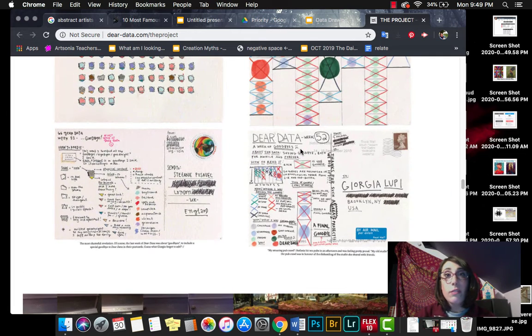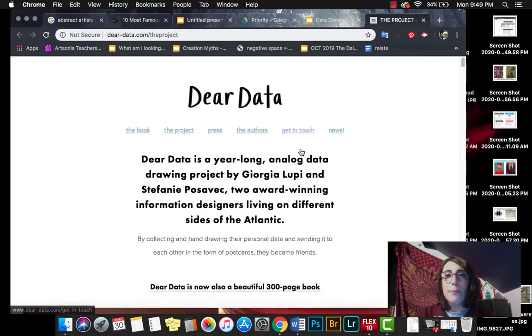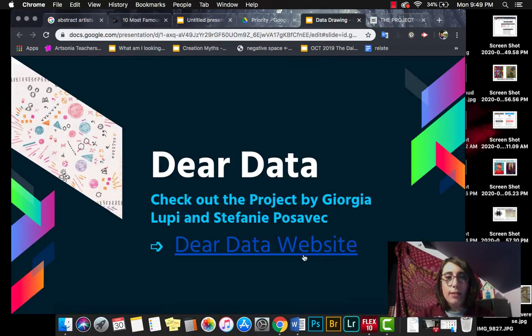You can even use old coffee if you want as paint. Black coffee. I wouldn't do it if it had milk and sugar in it. Okay, so let's go back to the presentation.